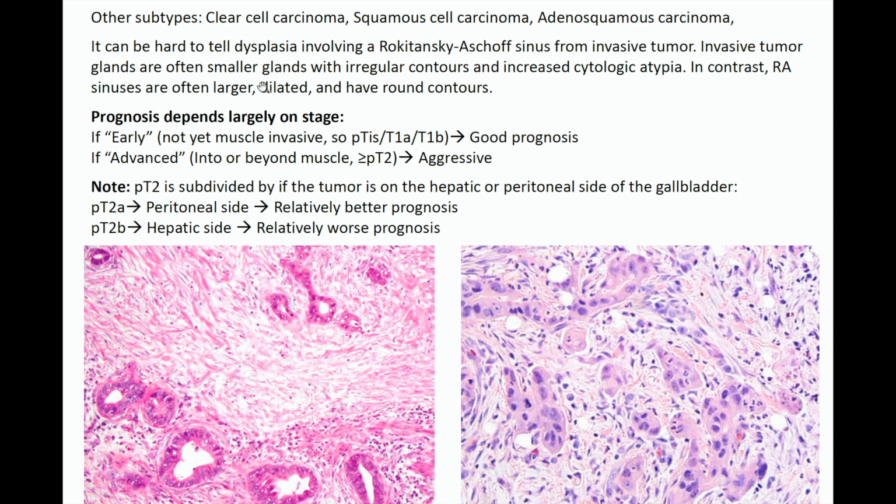So if it's early, not yet muscle invasion, so pTis, pT1a, or pT1b, it has a good prognosis. If it's advanced into or beyond the muscle, so greater than or equal to pT2, that is considered aggressive with a worse prognosis. Note, pT2 is subdivided by whether the tumor is on the hepatic or peritoneal side of the gallbladder. If it's on the peritoneal side, it's a pT2a with a relatively better prognosis. If it's on the hepatic side, it's a pT2b with a relatively worse prognosis. And here we have some images of gallbladder carcinoma.